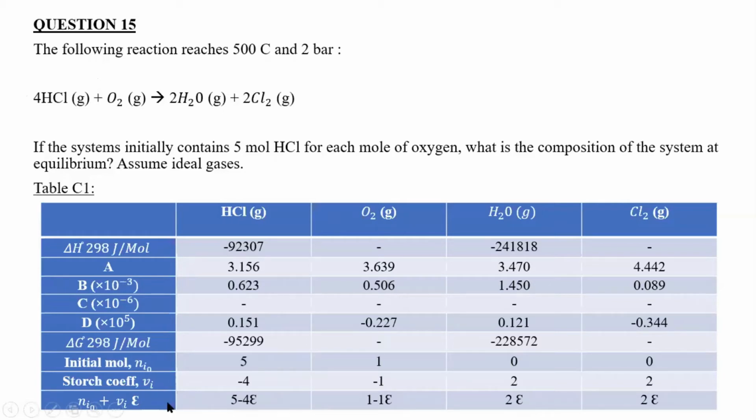Okay, so the final mole is like this: the initial mole plus the stoichiometric coefficient for each species multiplied with the extent of reaction. For example, for HCl, 5 here is the initial mole and -4 is the stoichiometric coefficient, multiplied with the extent of reaction. Same goes for O2, H2O, and Cl2.